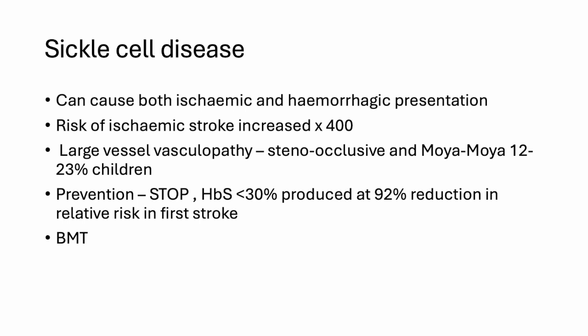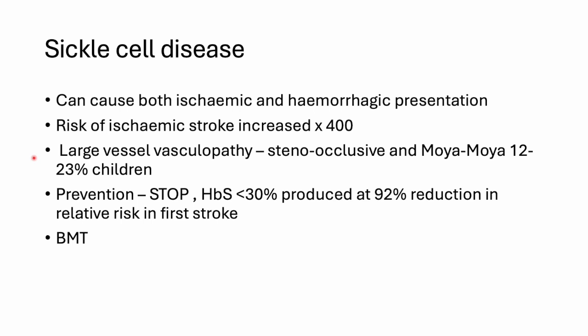So sickle cell disease can cause both ischemic and hemorrhagic presentations of stroke. The risk of ischemic stroke is increased 400 times by having sickle cell arteriopathy. Large vessel vasculopathy is the type that is seen most commonly, where it is steno-occlusive, and children present with a moyamoya-like syndrome in 12 to 23% of cases.